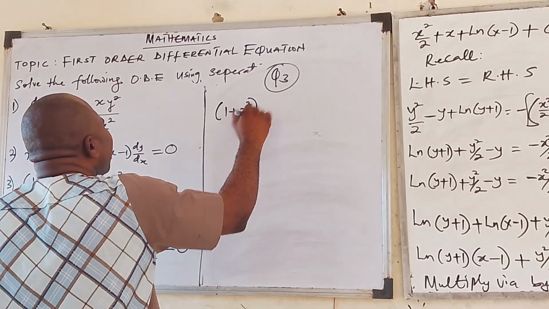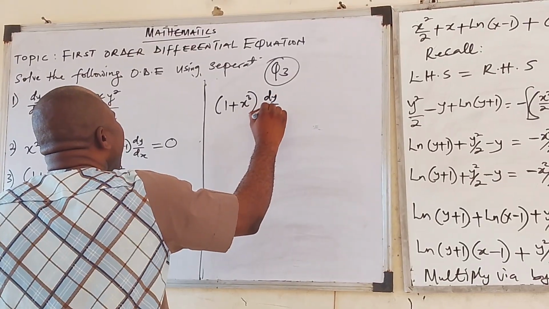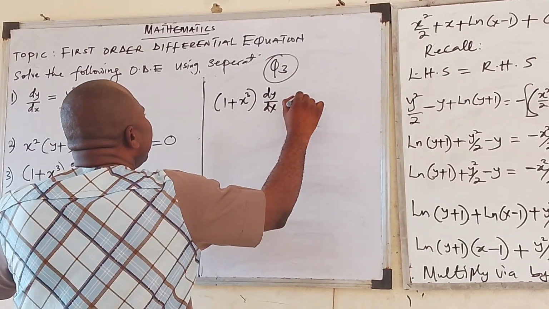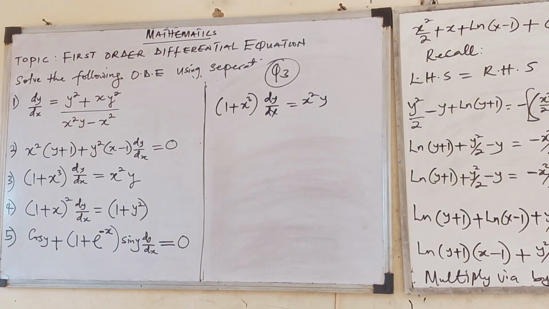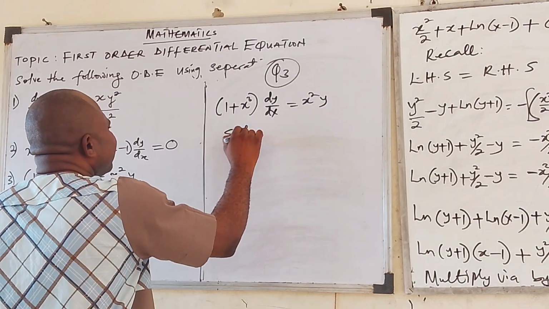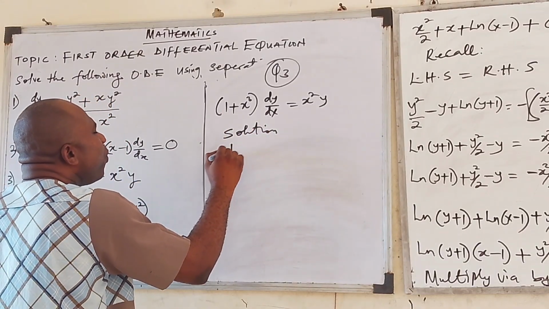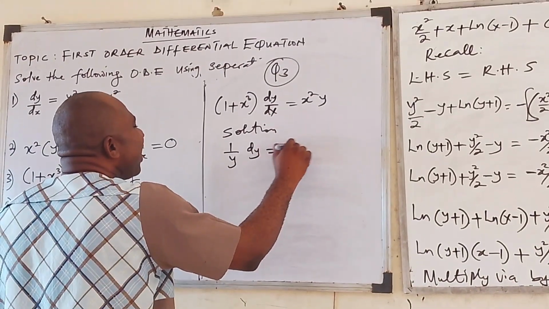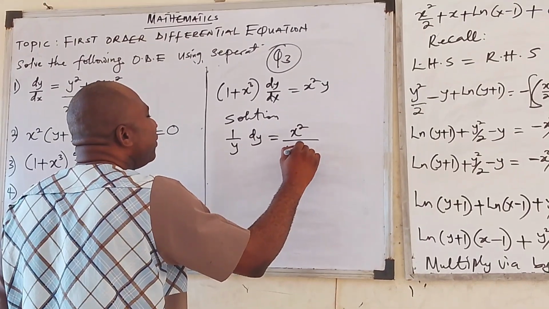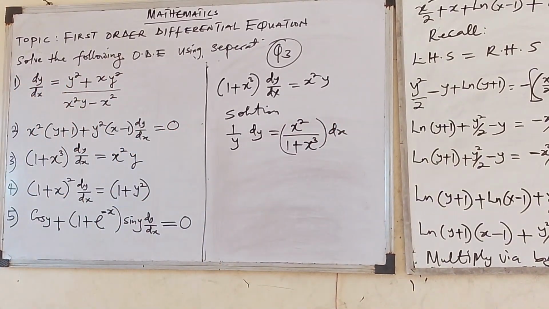(1 plus x cubed) dy/dx is equal to x squared y. So this is the same thing as saying, bringing this y here, we have 1 all over y dy is equal to x squared all over 1 plus x raised to the power of 3 dx. So we have separated the variables.